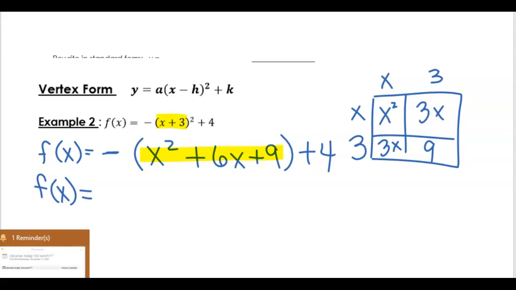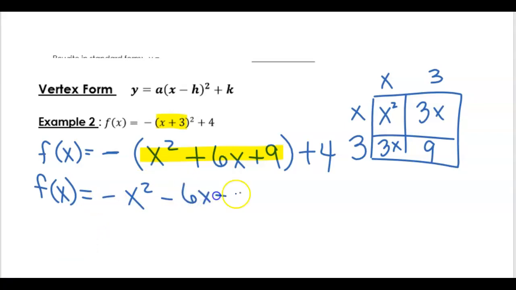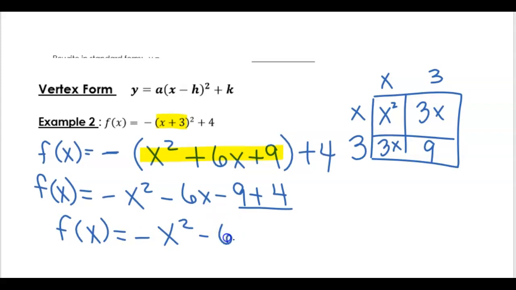Distribute the negatives. Combine like terms. Compare this number right here to the number you wrote down for the y-intercept. What do you notice about that number? That number is the y-intercept.